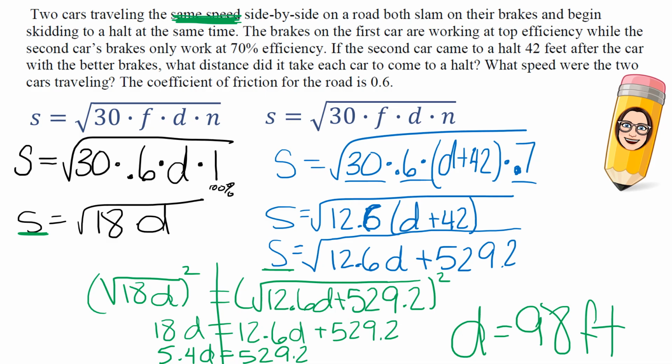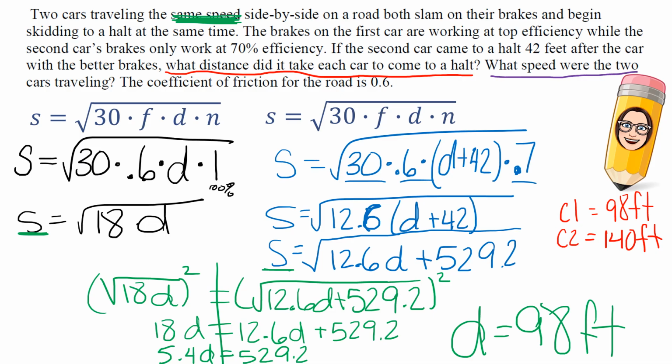So let's go back to the questions. What distance did it take each car to come to a halt? Car 1 was 98 feet. Car 2 was 98 plus 42, so 140 feet. All right, let's take a look at a next question.